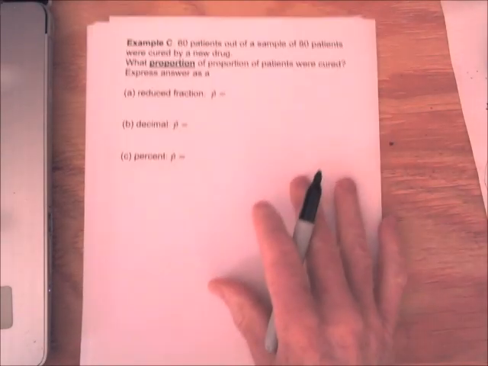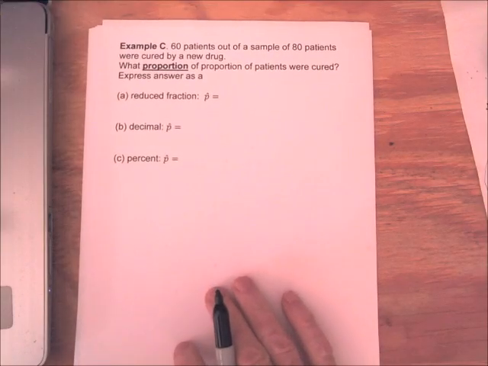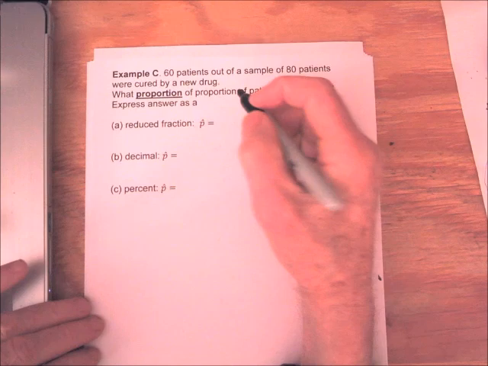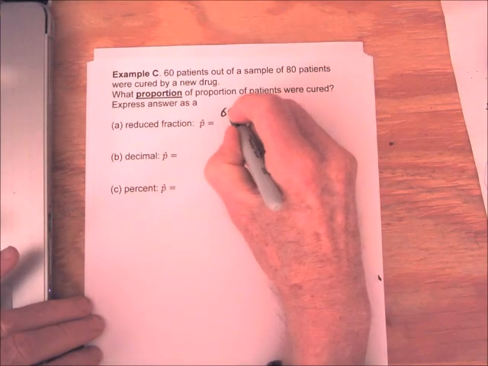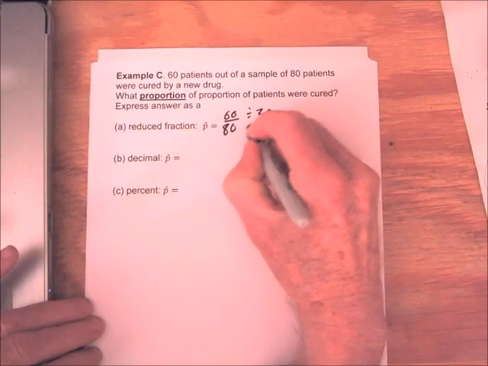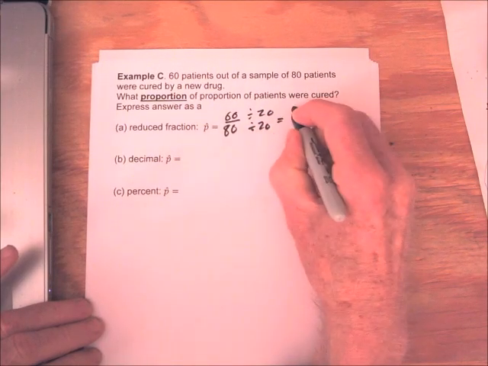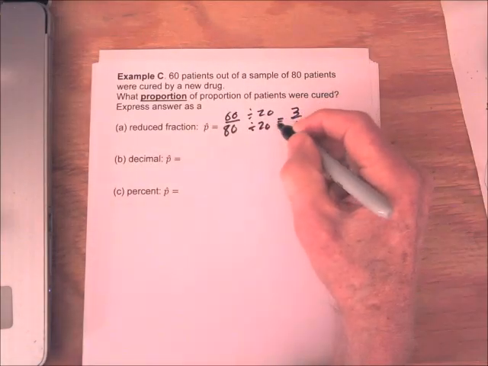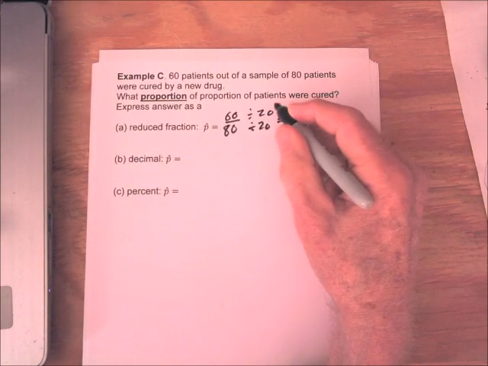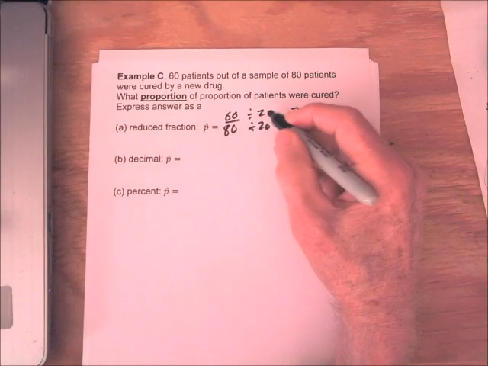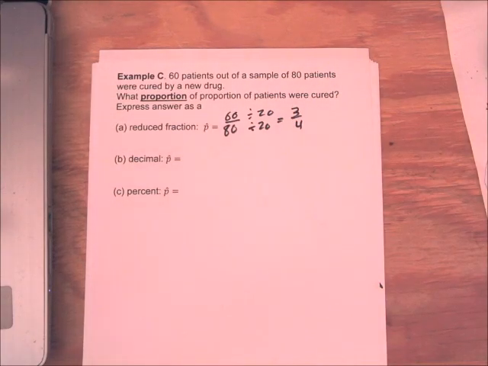Example C. 60 patients out of a sample of 80 patients were cured by a new drug. What proportion of patients were cured as a reduced fraction? Well, it's 60 over 80. And you can reduce it by dividing top and bottom by 20. It reduces to 3/4. 60 divided by 20 is 3. 80 divided by 20 is 4. If you can't find the biggest number to go in, you can pick any number that goes in and reduce it in steps and get the same answer.